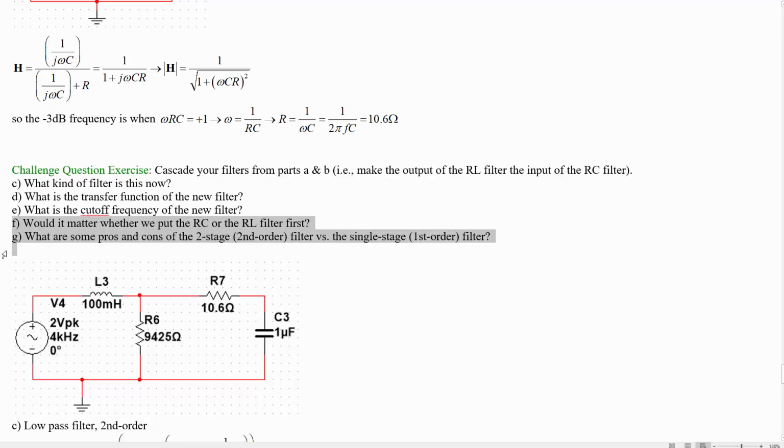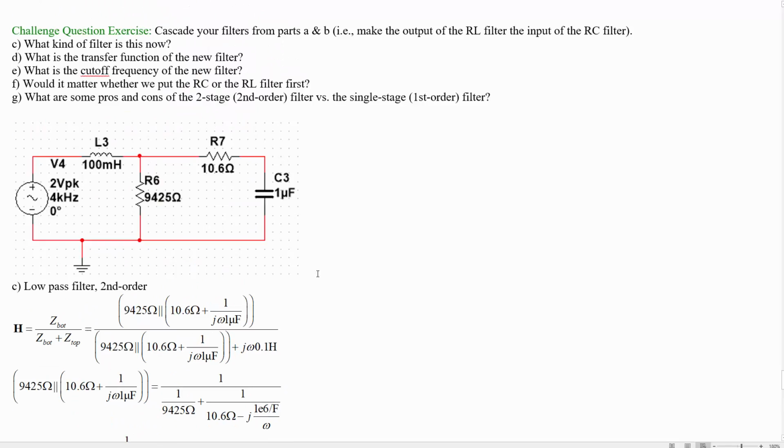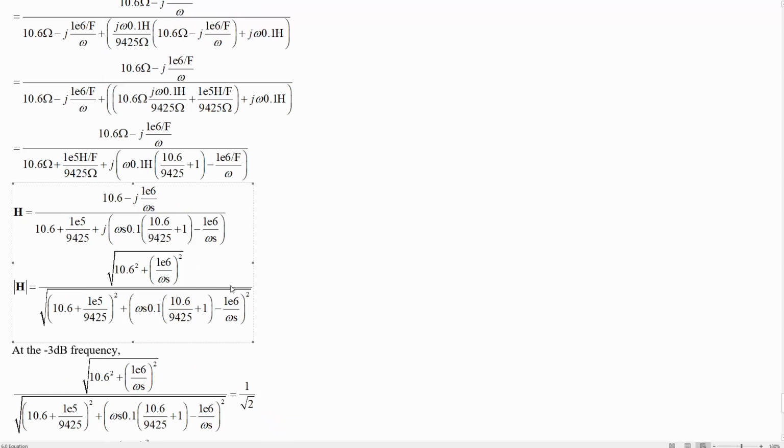So the follow-up question here: would it matter whether we put the RC or the RL filter first? Well, if we were to interchange all of the RC and RL stuff in here, that probably wouldn't change where this resonance part of it happens, because that ended up just being based on omega is 1 over root LC. However, the rest of the circuit, so whether we're going to have a capacitor or inductor limiting term in the numerator, should be a bit different.